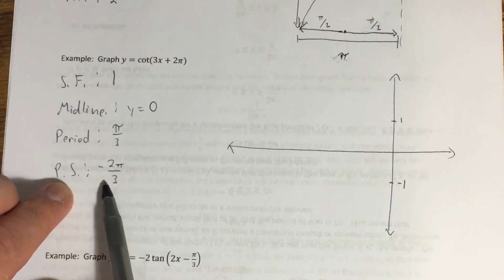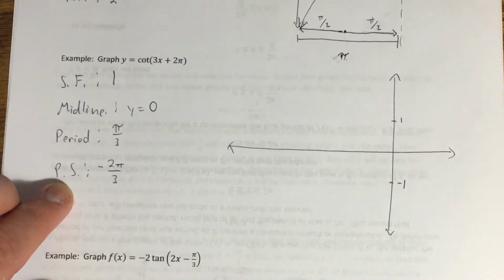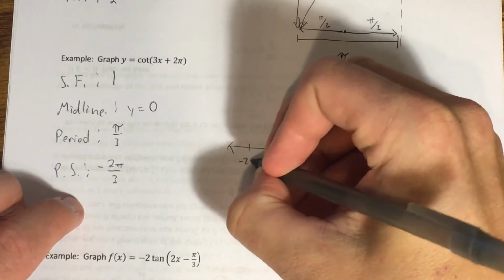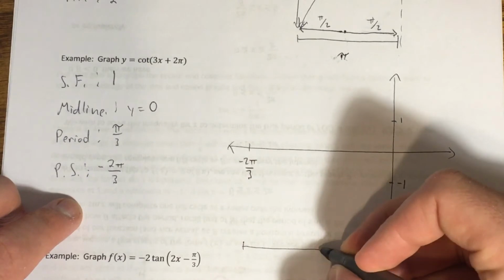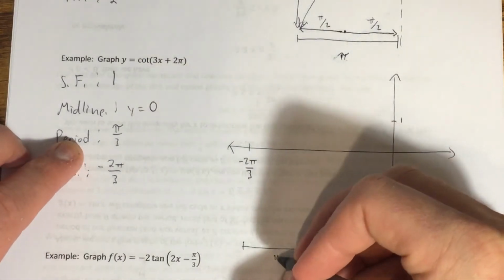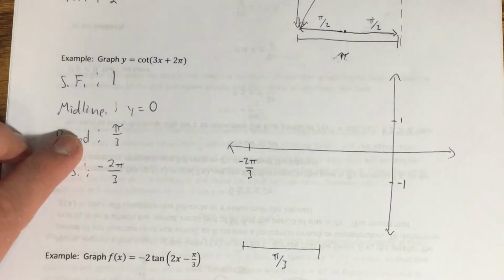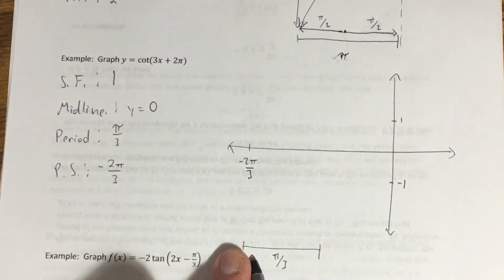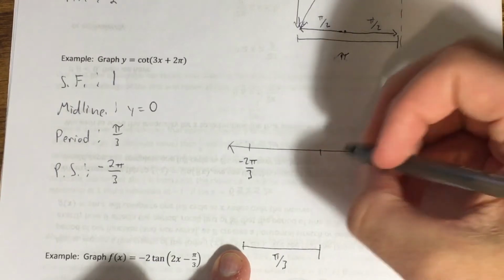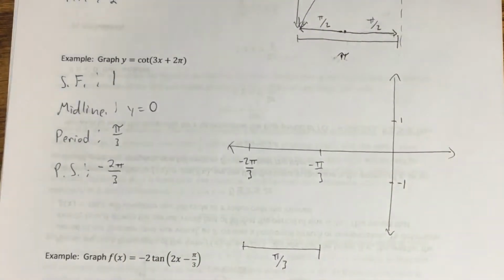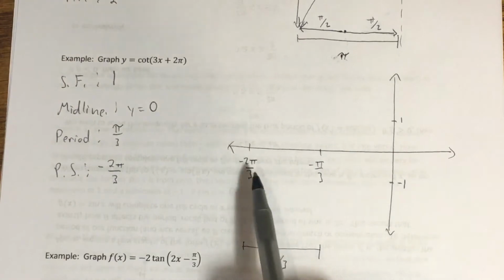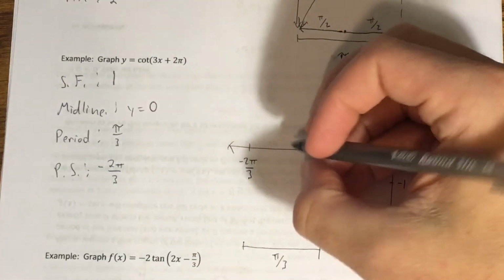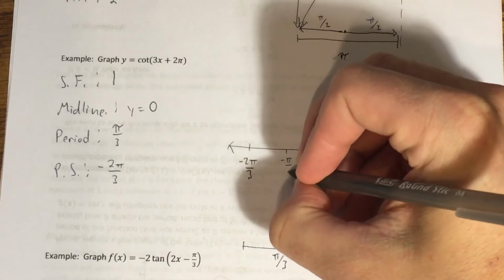I can actually use my phase shift directly to find the left endpoint of my interval, negative 2 pi over 3. And then to get the length of that interval, my period should be a total length of pi over 3. So negative 2 pi over 3 plus pi over 3 is going to take me to negative pi over 3, like that. So this is where my cotangent function is going to live. Then I can subdivide this into 4 equal subintervals. So if I add them up, I get negative pi, divide that by 2, I get negative pi over 2.